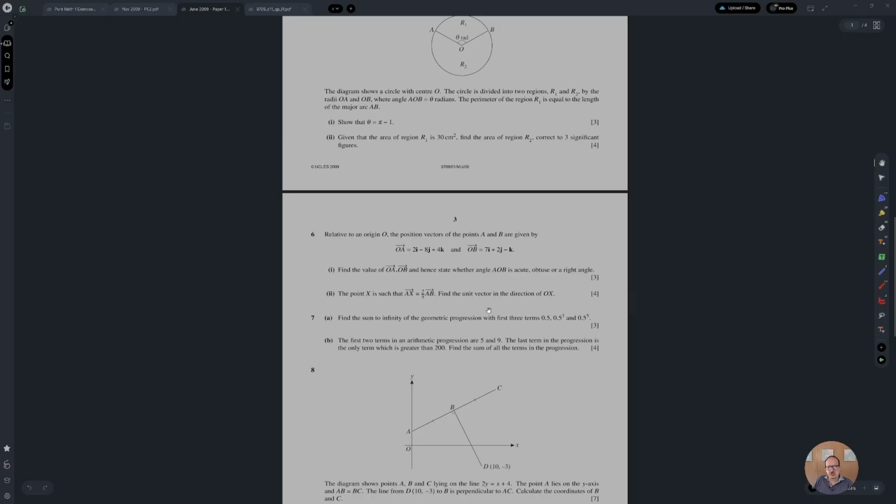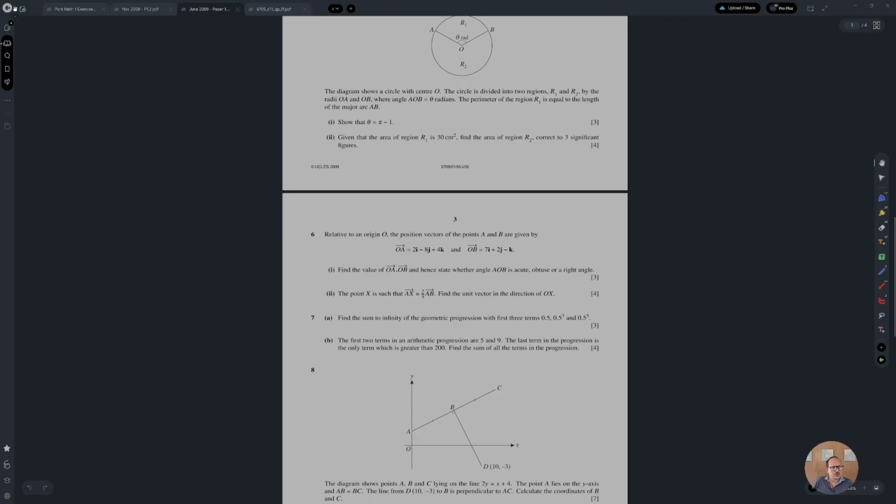Find the sum to infinity of the geometric progression with first 3 terms 0.5, 0.5 cubed, and 0.5 to the power of 5. And then, the first 2 terms in an arithmetic progression are 5 and 9. The last term in the progression is the only one greater than 200. Okay, I'll look at this after solving this one. All right, so you know your A. You can get very easily the common ratio, and you need to find the sum to infinity.